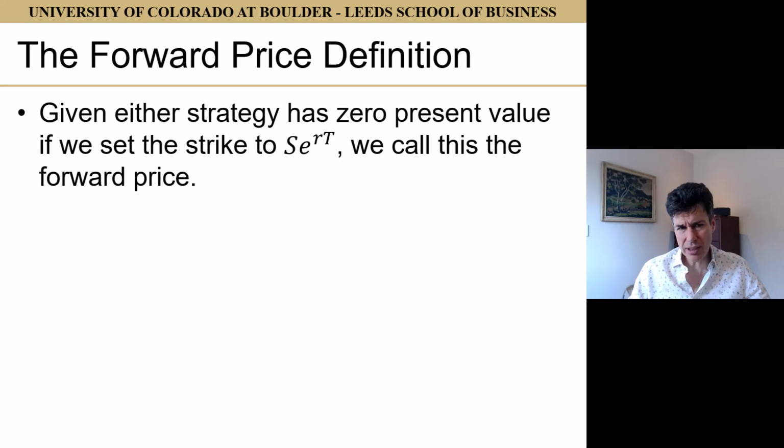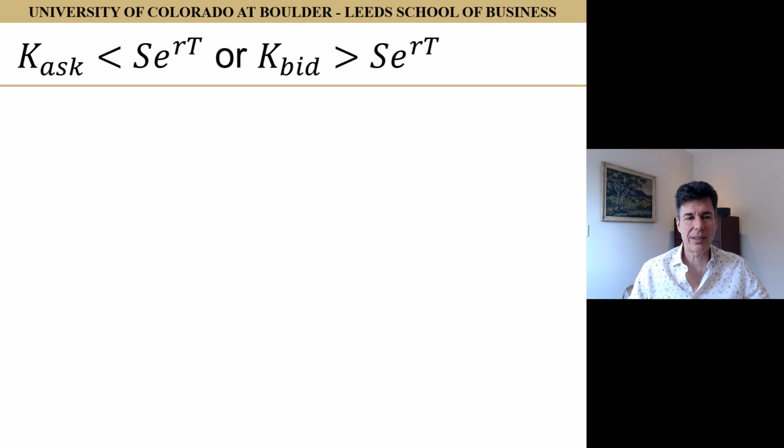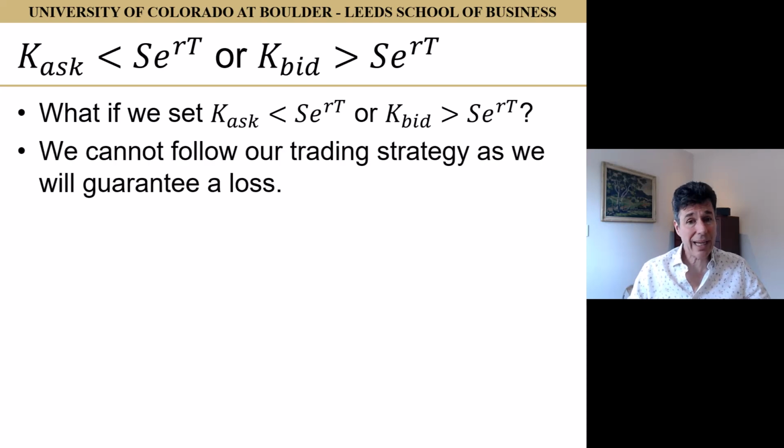Now we should just investigate for a second what happens if we don't do that. So let's say we set K ask too small or K bid too big. K ask, the price at which we're willing to sell, too small, or K bid, the price at which we're willing to buy, too high. Well, first off, we can't follow our trading strategy. If you look at those trading strategies and you look at these two examples, what you'll see is that we guarantee a loss. So we can't follow this.